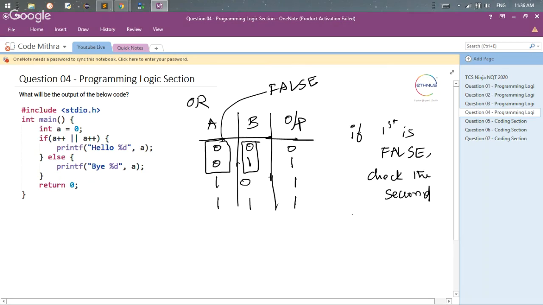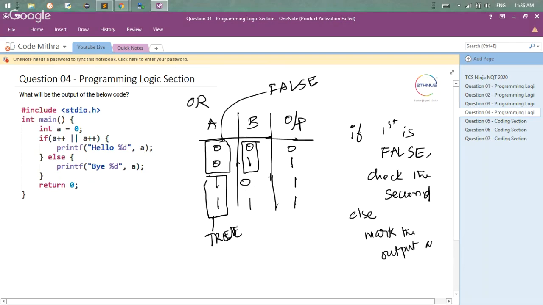Else, if the first input is true, you don't have to even check the second input. Directly you can mark the output as true, right? So mark the output as true.